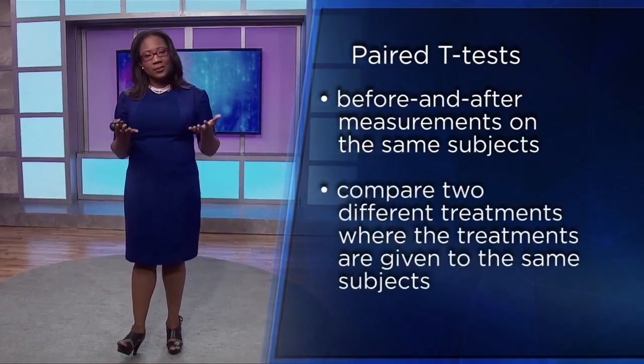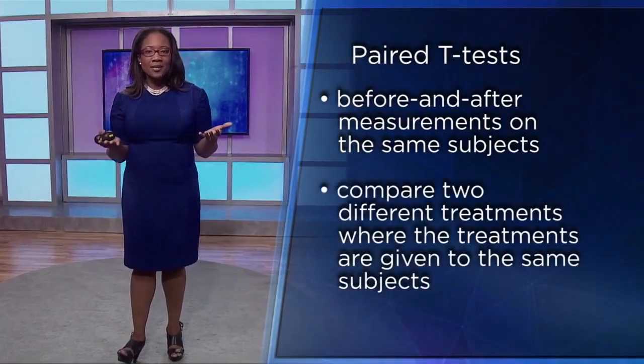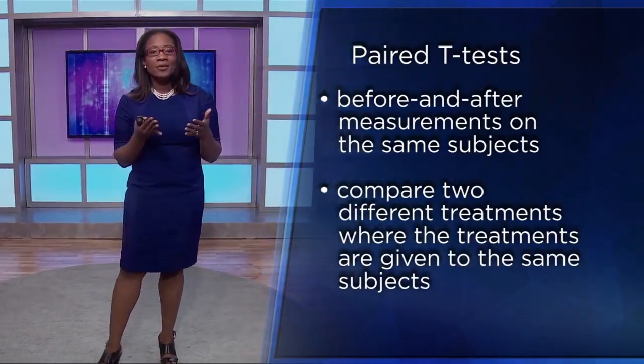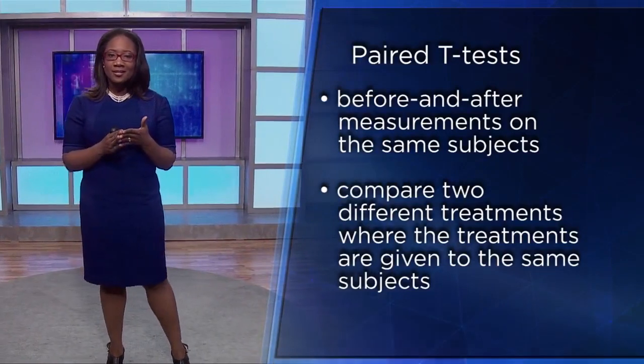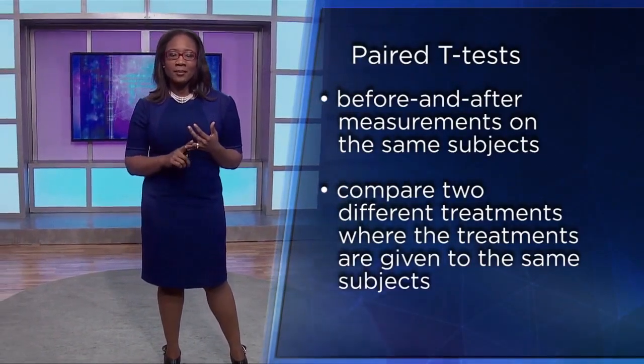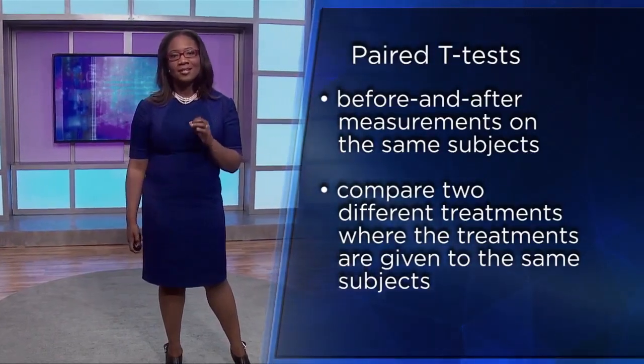We could also do it if, say, we were trying to compare two different treatments where the treatments are given to the same subjects. So for example, suppose I wanted to take body temperature measurements with both an oral thermometer and a forehead thermometer on the same person. I'd use a t-test to look at those differences. Now, the paired sample t-test works the same as the one sample t-test, but instead each observation in one sample is correlated to an observation in the second sample.